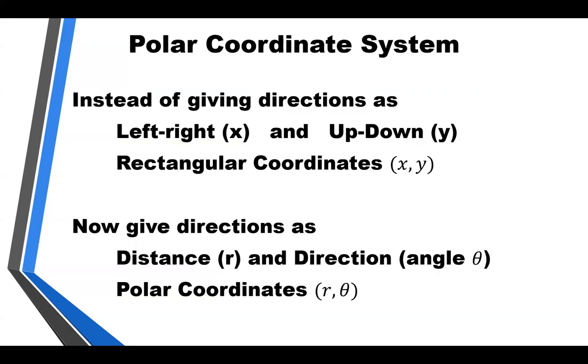Usually in this class, since we're going to be dealing with calculus topics, our angles will be in radians. So instead of 90 degrees, we'll say go an angle of pi over 2, or other angles as well, like 3 pi over 5 or something like that. But distance and direction are what we're going to use. The distance measured from the origin and the angle measured from the x-axis.